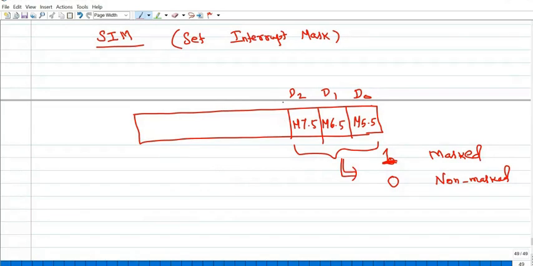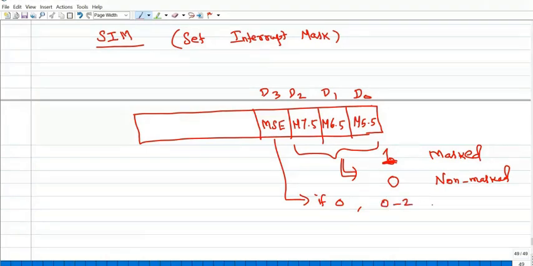Okay, next the D3 position, mask set enable. If it is 0, bits 0 to 2 are ignored.